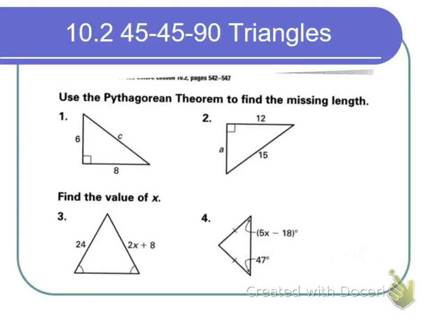All right, section 10.2 is all about 45, 45, 90 triangles. So I would write that at the top next to 10.2, that we are going to be talking about 45, 45, 90 triangles.